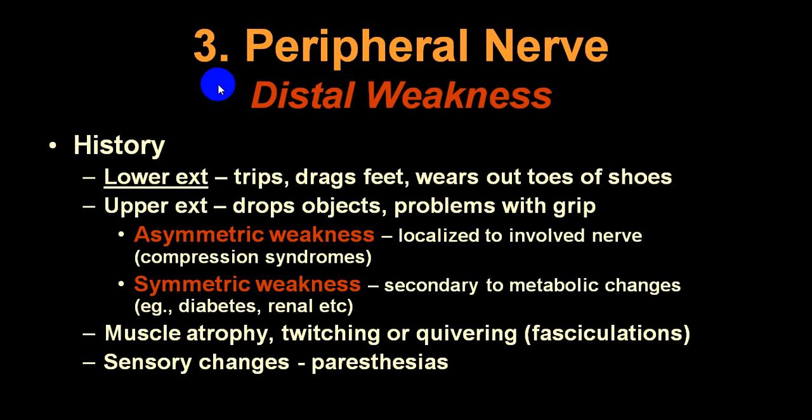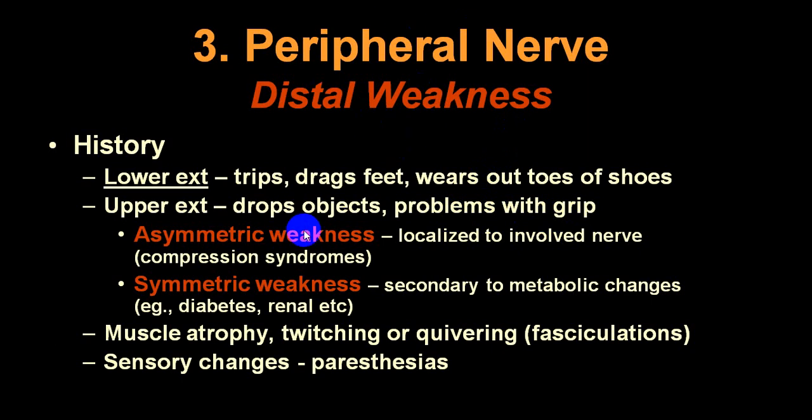The third group we call peripheral nerve. By and large, in a peripheral nerve disorder, it will always be the distal muscles that are more involved. So the person will have foot drop, and in the upper limb, wrist drop. So the person will have dragging of the feet, wearing out of the toes of the shoes. There is tripping, and in the upper extremity the person will drop objects. There will be a problem with gripping, like writing, holding objects, etc.